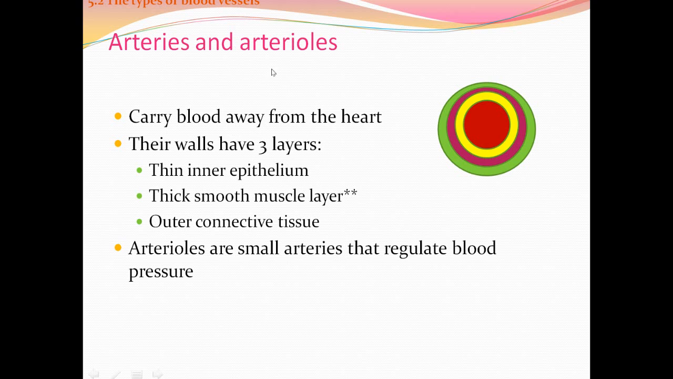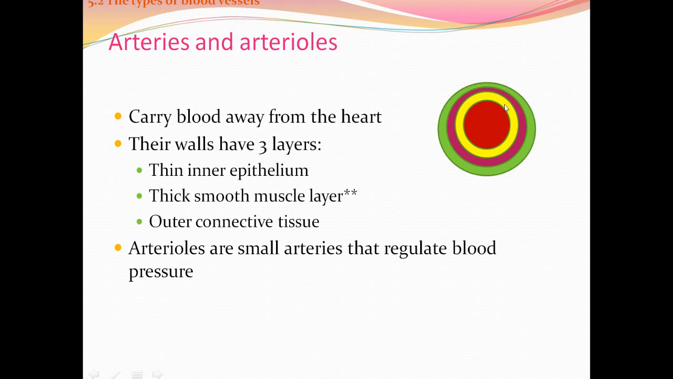So arteries and arterioles all carry blood away from the heart. I always remember arteries, arterioles start with an A, away starts with an A. Okay, they have 3 layers. They have a thin epithelial layer, so that's what I made yellow. It's not too thin. This red is supposed to be the blood. So this is a cross section through an artery. If you took it and you just cut it, this is where the blood would be.